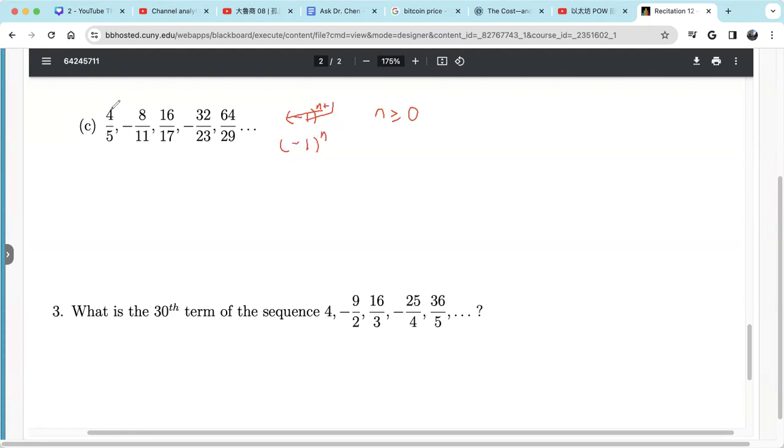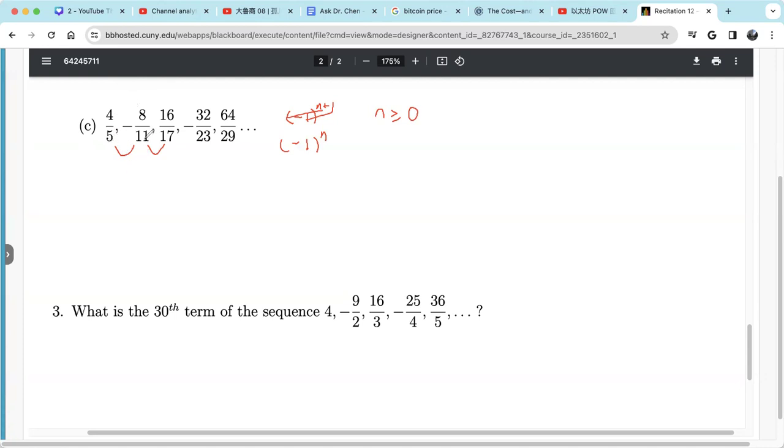So we have fractions, and if we try to find a common difference, it won't work. There's no common difference. If we try to find a common ratio, there's no common ratio, which means this sequence is neither arithmetic nor geometric. So we have to deal with the denominator and the numerator separately. So let's see the denominator.